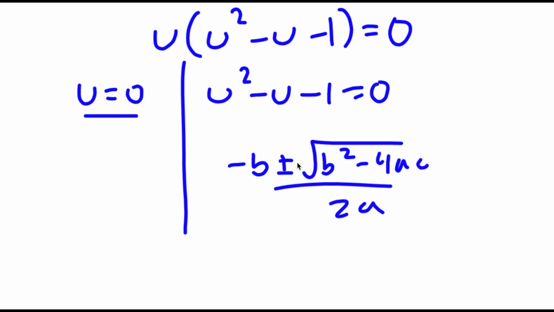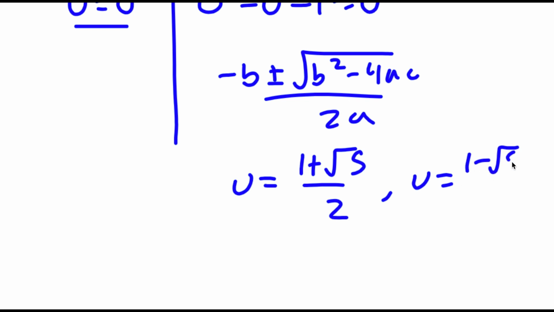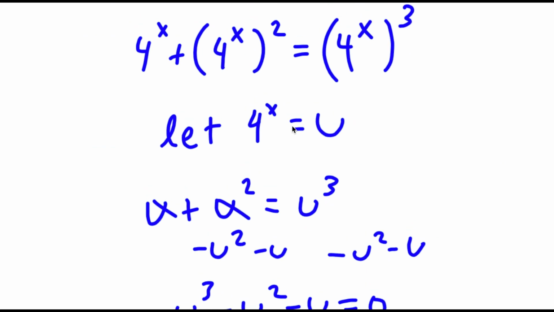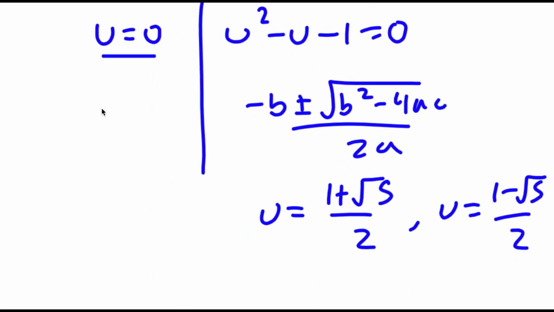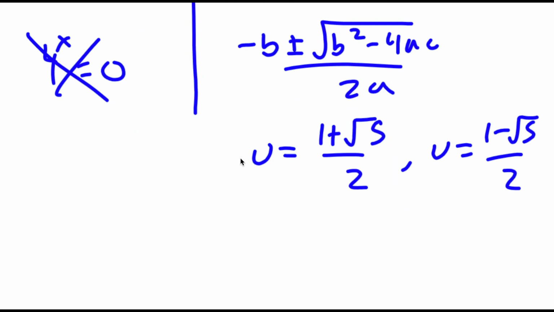So I'm not going to waste your time actually plugging everything into the quadratic formula, but you should end up getting u equals 1 plus the square root of 5 over 2, and u is equal to 1 minus the square root of 5 over 2. So now, remember how we set 4 to the power of x equal to u. So first, I have 4 to the power of x equals 0, and there's no solution to this because you can't take the power of a number and make it equal to 0.